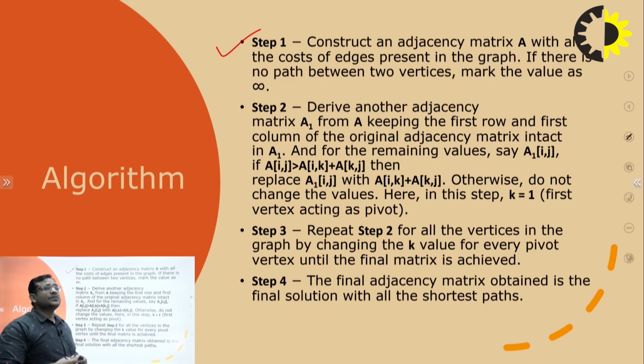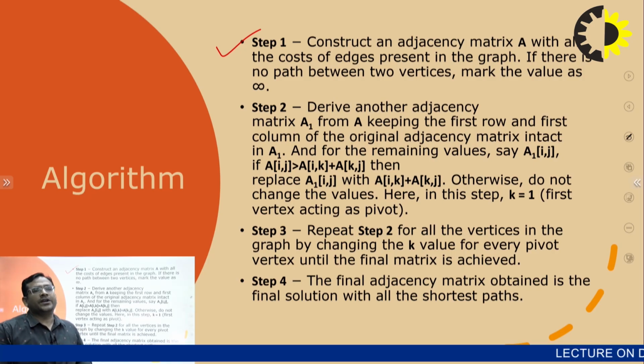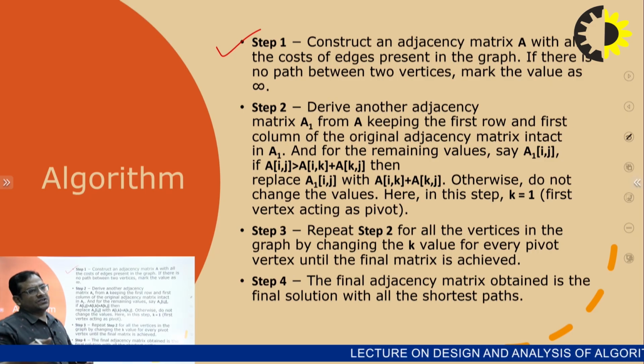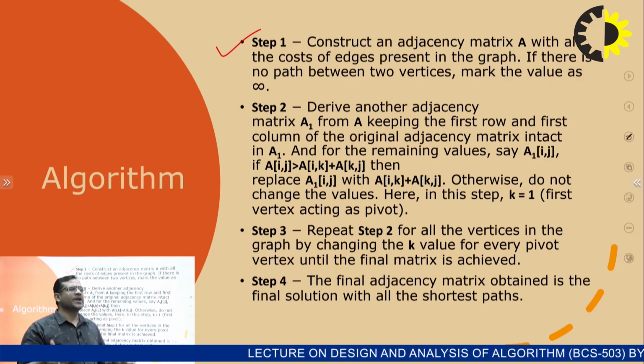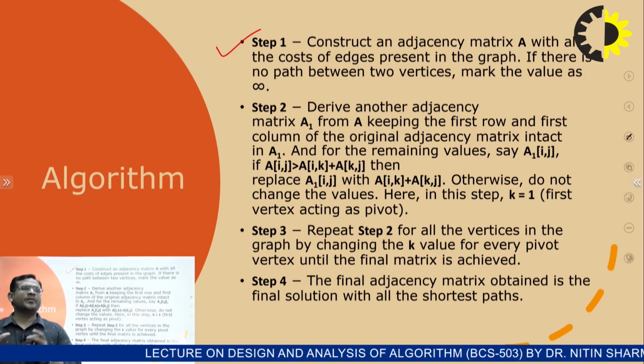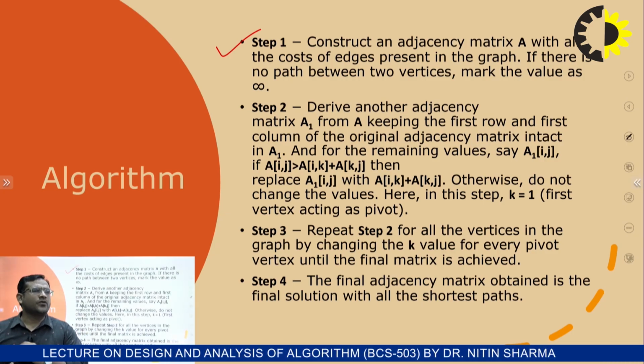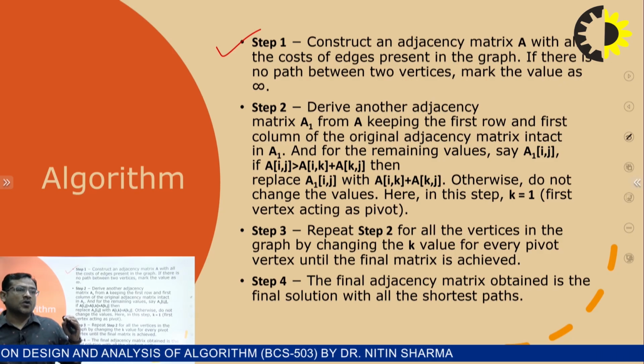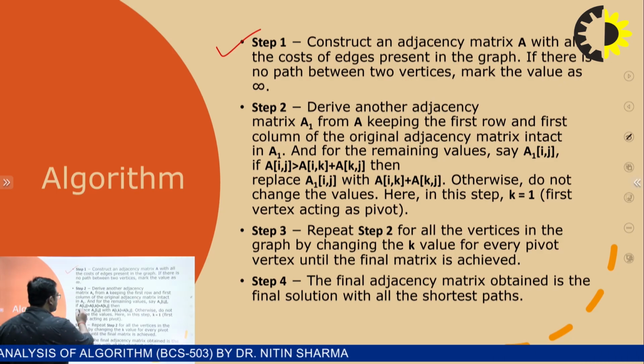Second is derive another adjacency matrix like A1, A2, A3, A4. How many matrices will be created? It depends totally on the number of vertices. Suppose you have 4, so you have to create 4 matrices A1, A2, A3, A4. So what is the formula basically? We have to apply this condition.